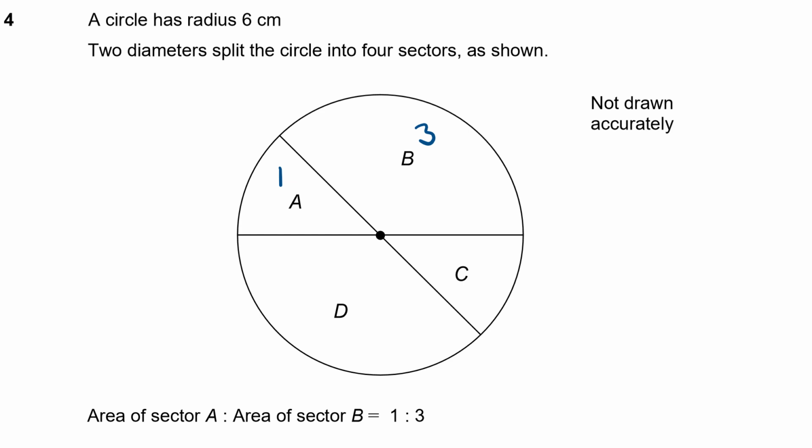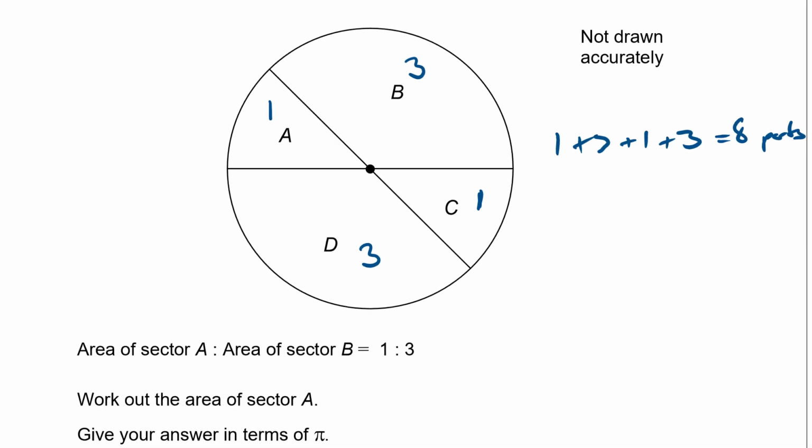Now you'll notice that A and C are vertically opposite, as are B and D, so also this must be 1 part and this must be 3 parts. Okay, so altogether we've got 1 plus 3 plus 1 plus 3 parts, which is 8 parts. So then part A is going to be 1/8 of my circle.